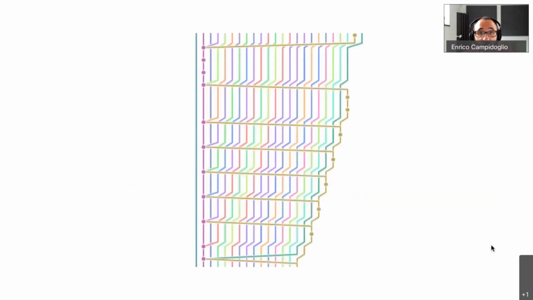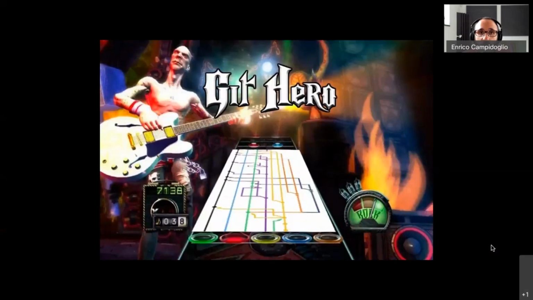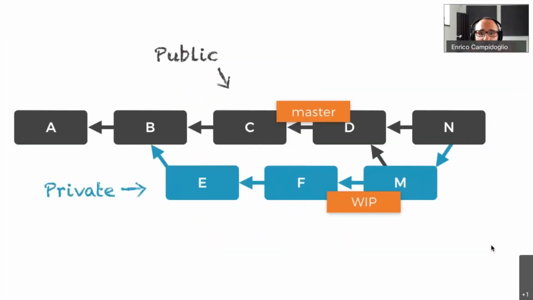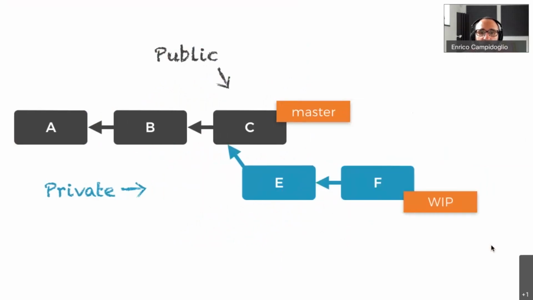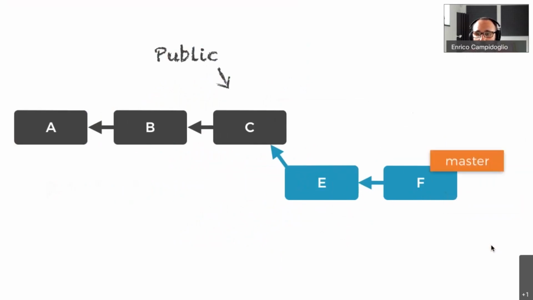And if you do this enough, your history is going to look like this, which is another way of calling it Guitar Hero history. Why? Because if you squint, it looks like this. You definitely don't want that. Instead, what you want is to rebase your private branch on top of the public one and then do a fast forward merge for a nice linear history.